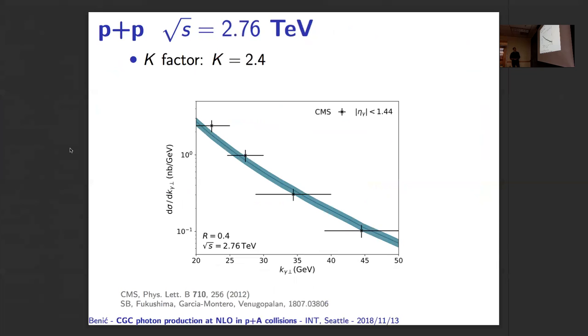Now I come to comparisons with experiment. This is CMS data at 2.76 TeV, and we found that our curves can get on top of the data provided we use a k-factor. So we need a k-factor of 2.4. And the band here comes from systematics such as varying the quark mass of the individual flavors, and also from the Monte Carlo integration. So that's the effect of the quark mass.